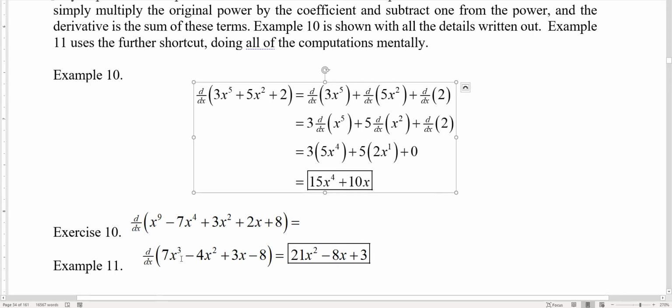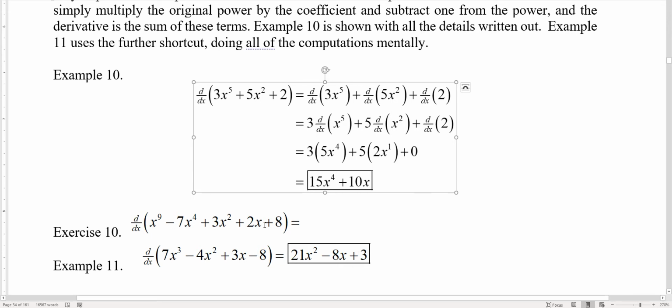Here's an example where I did it in my head. 3 times 7 is 21, 3 minus 1 is 2 for the power. 2 times negative 4 is negative 8, and the power goes down to the first power. The derivative of a linear term, 3x, is just 3, and the derivative of the constant is 0.